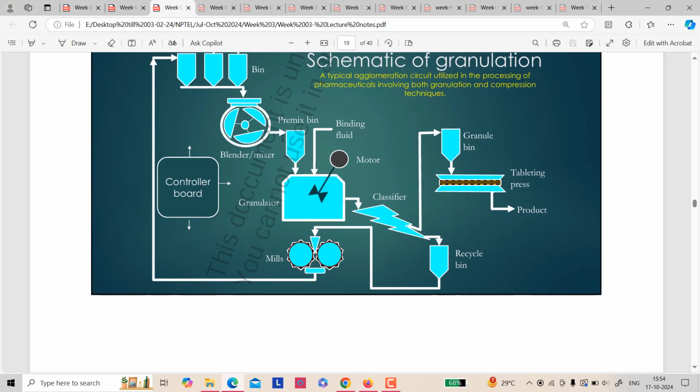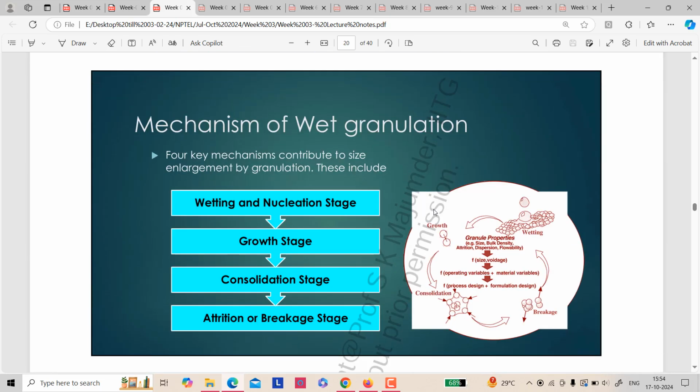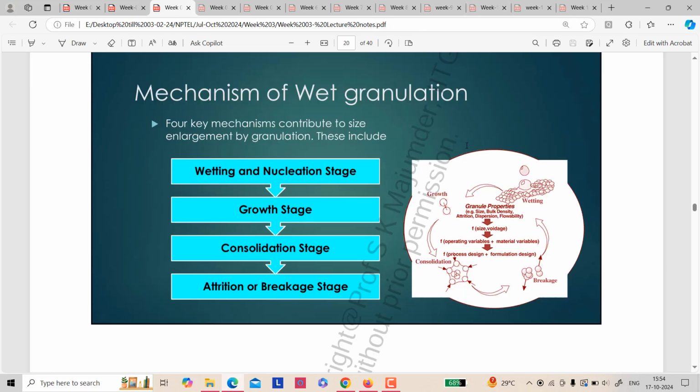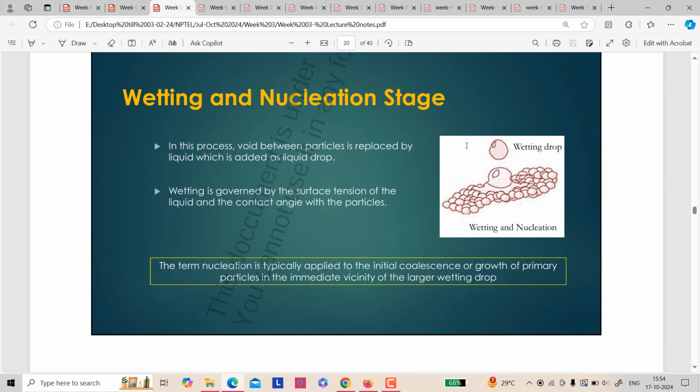So this is the schematic of granulation. Now, how does wet granulation happen? These are the steps. In the first process, the void between particles is replaced by liquid, which is added as liquid drops. Wetting is governed by the surface tension of the liquid and the contact angle with the particle.